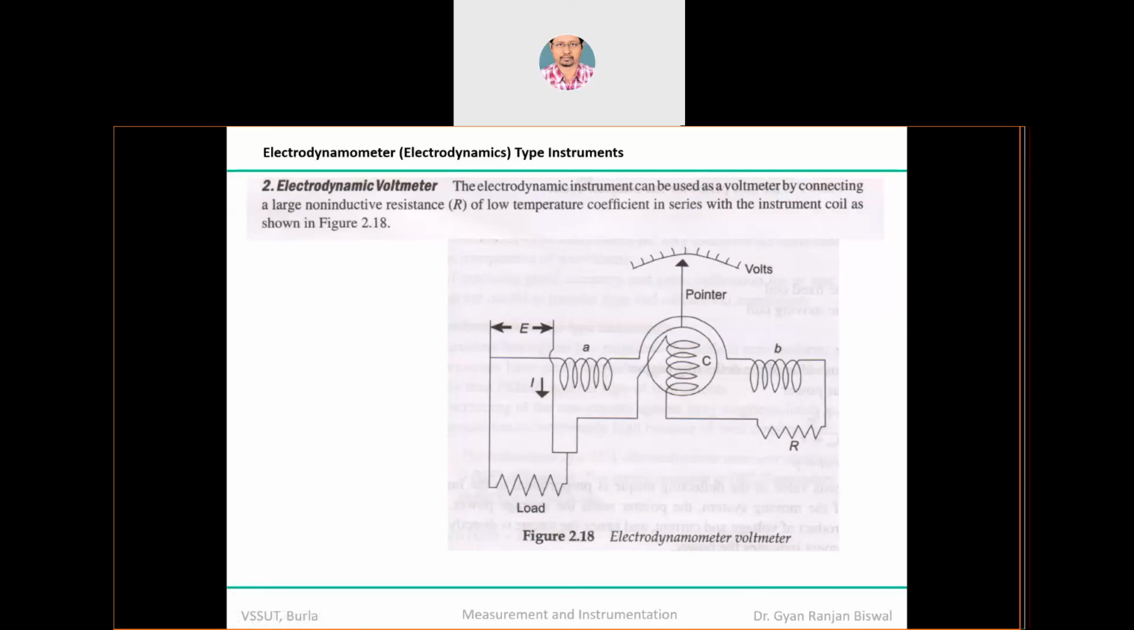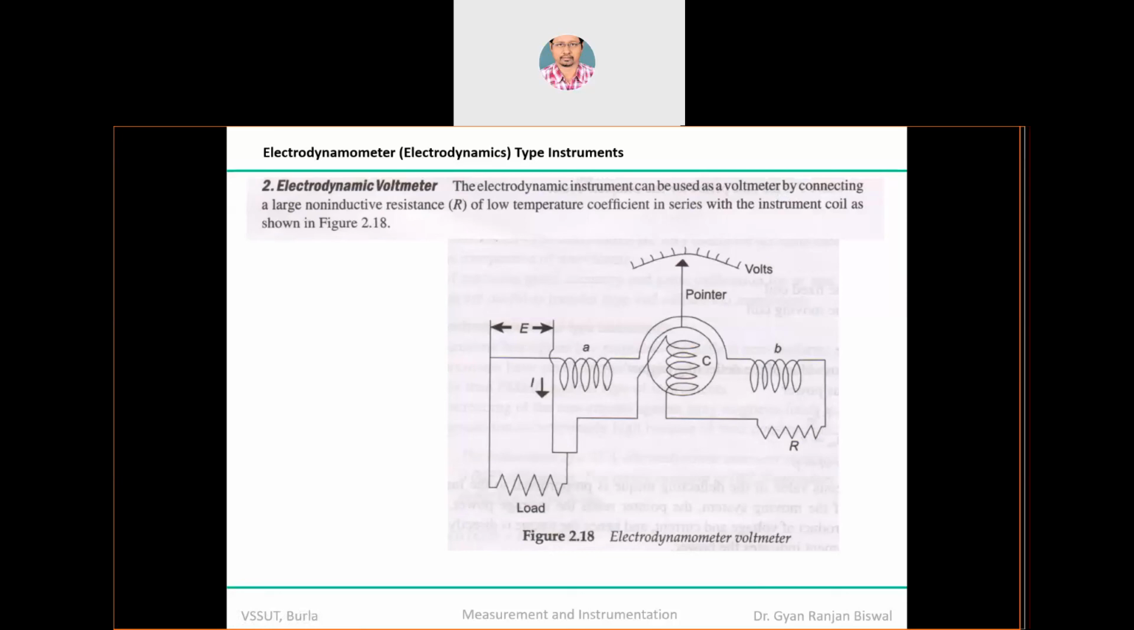But remember, whenever you want to use it as a voltmeter, this resistance R, or RB as it is sometimes called, should be a non-inductive resistance, that means a pure resistance, with the least influence of temperature. So you require a special material, a resistor which is low in inductance and also has less influence from temperature variation, so that you can get an accurate result.